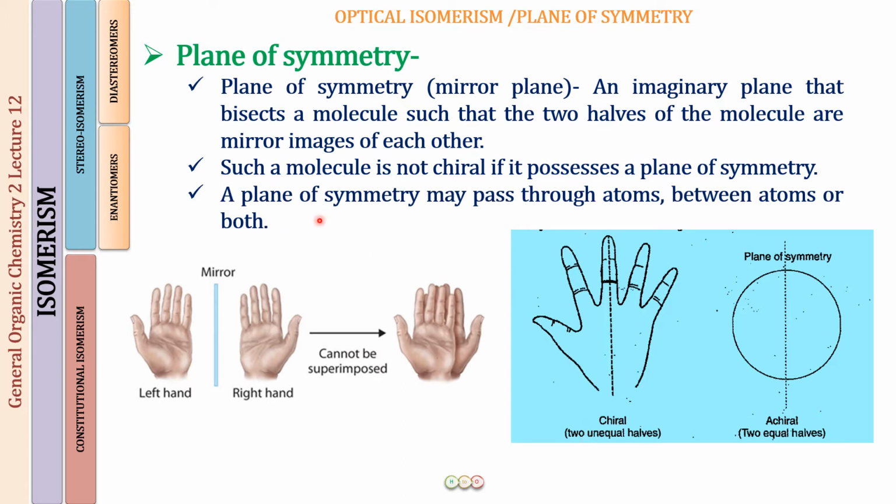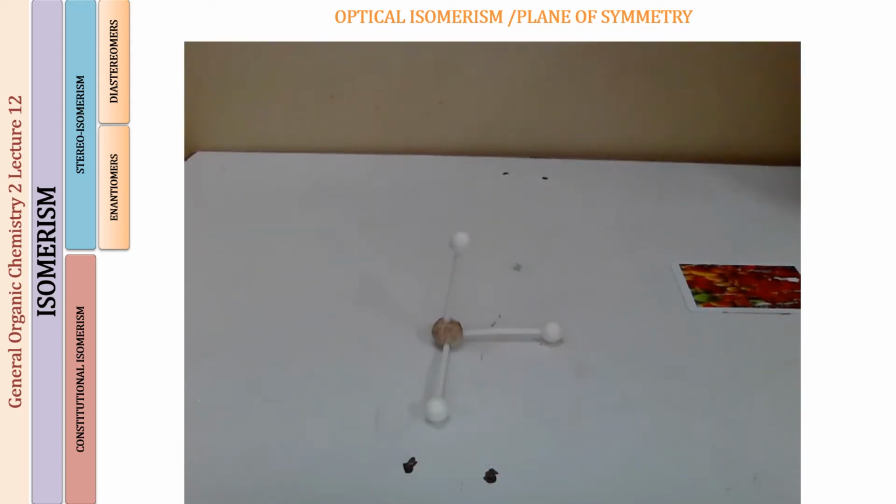So a plane of symmetry may pass through atoms, between atoms, or both. I will start with the understanding with the help of the models, and then we will look at the diagrammatic representations of everything, and then we will see certain questions related to it so that you have a perfect understanding of the concept. So now I'm going to help you understand the different planes of symmetry that you can make in the molecules with the help of the models.